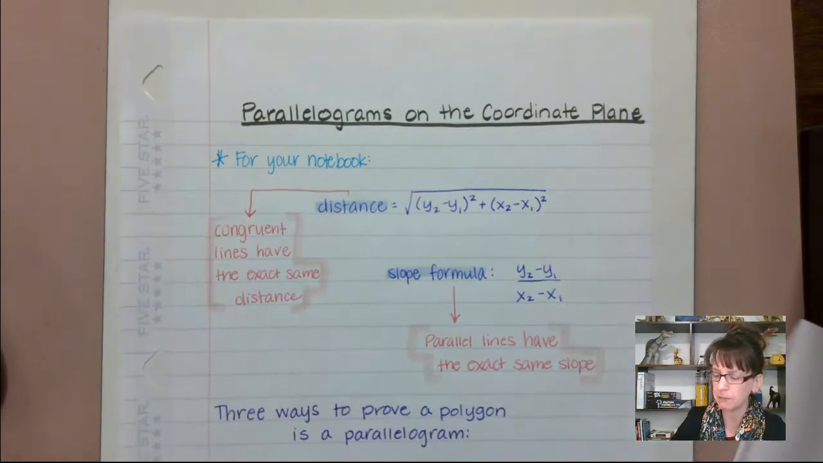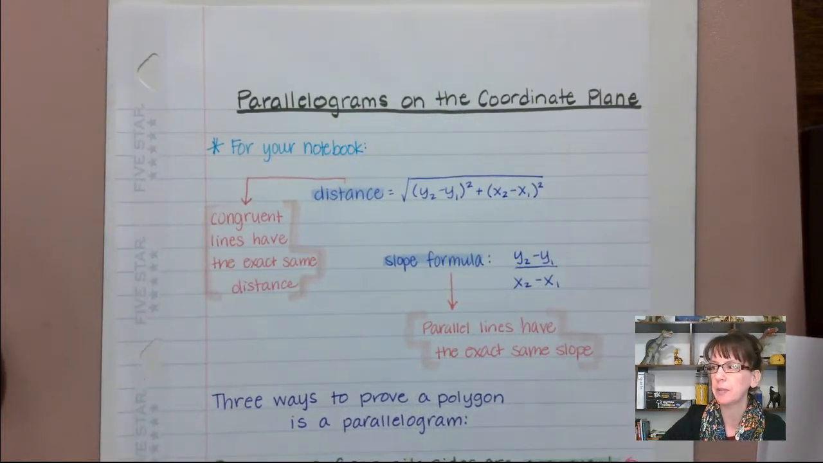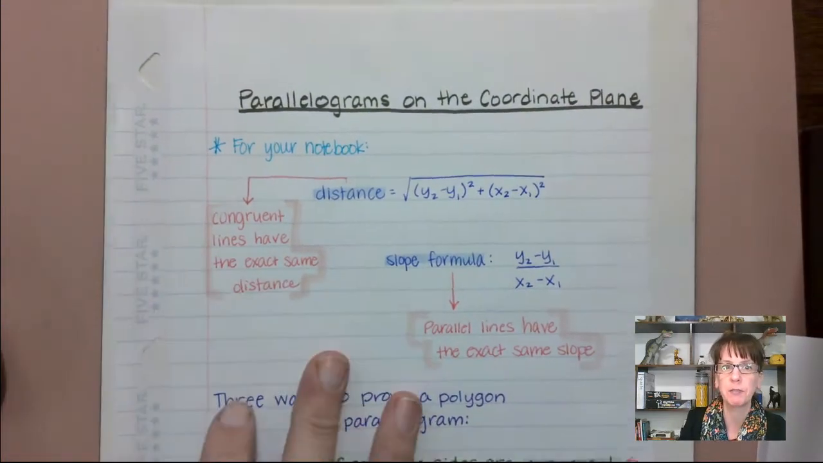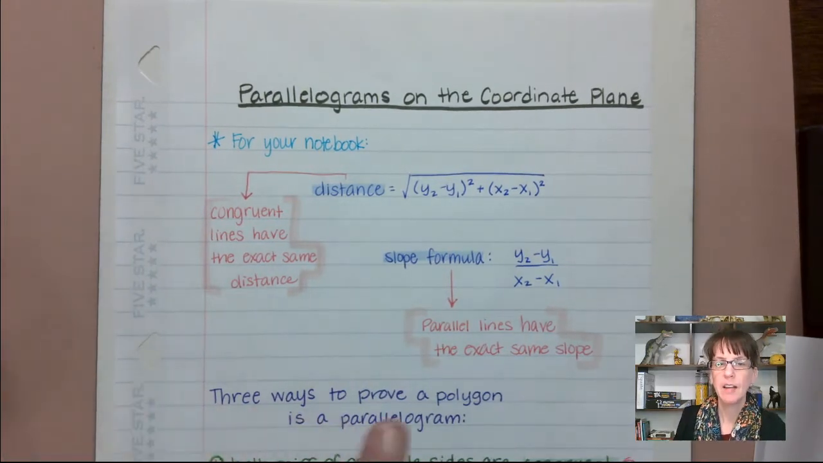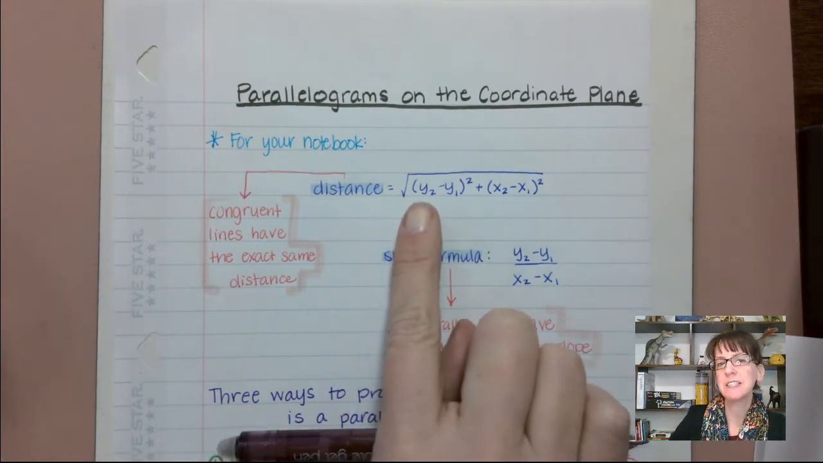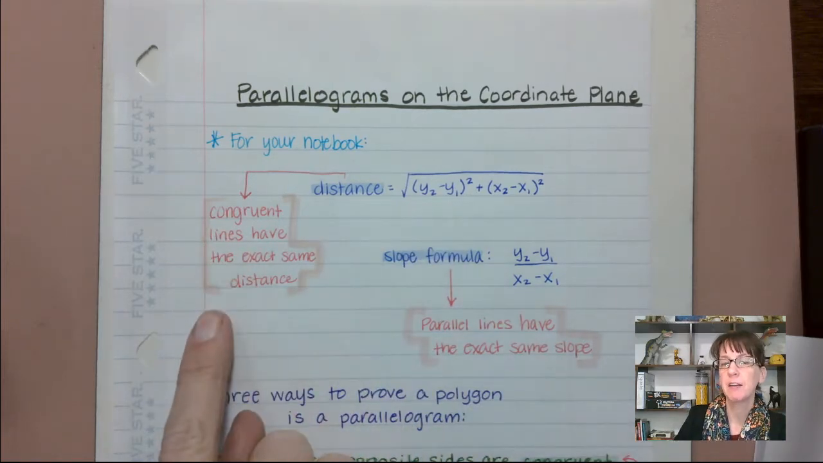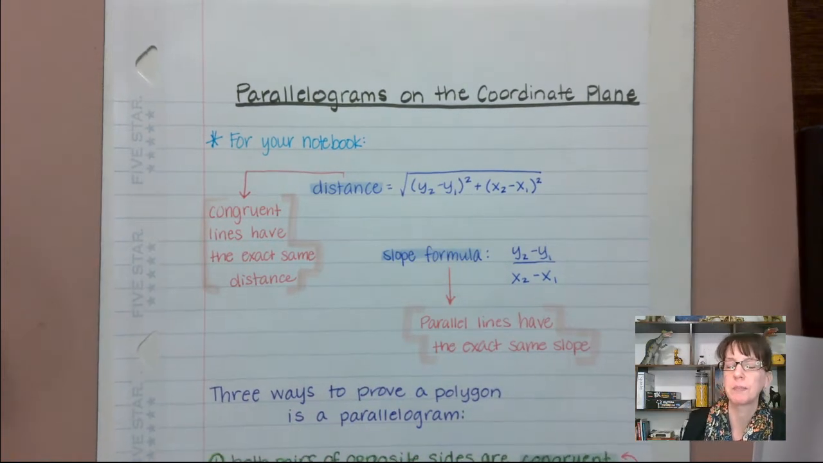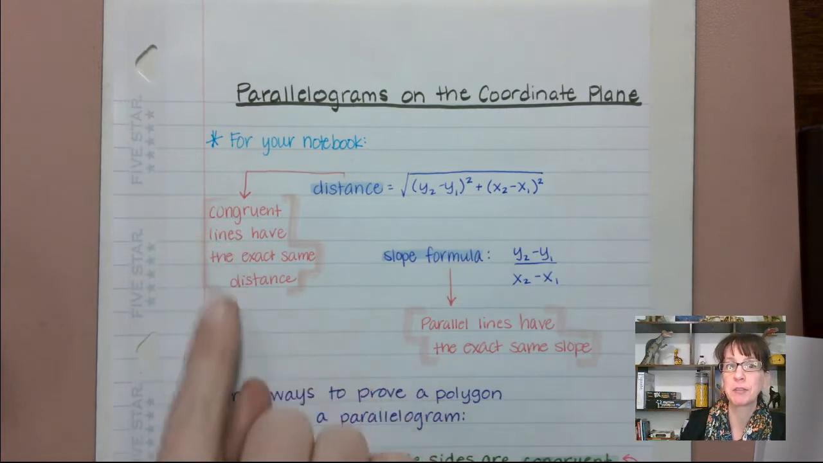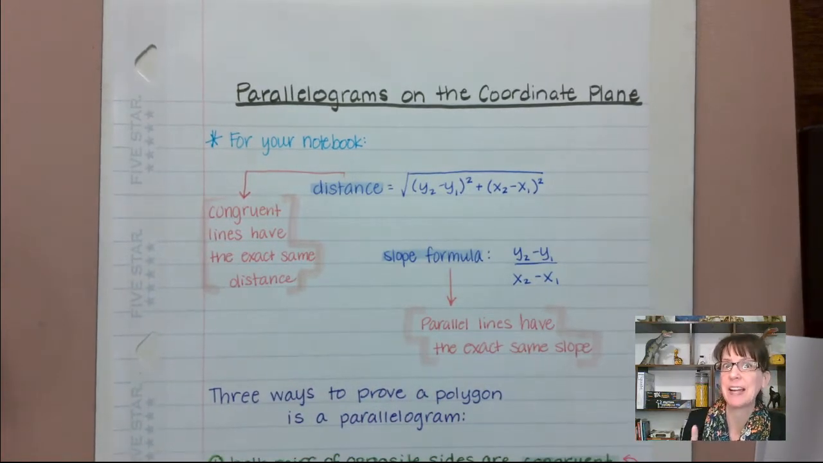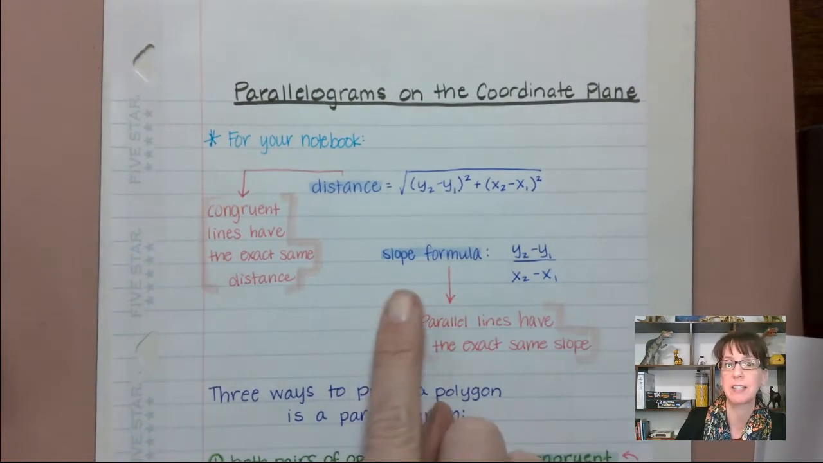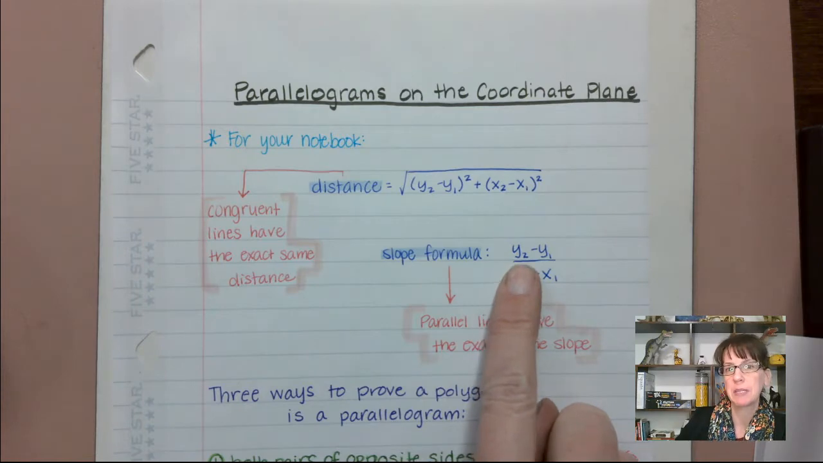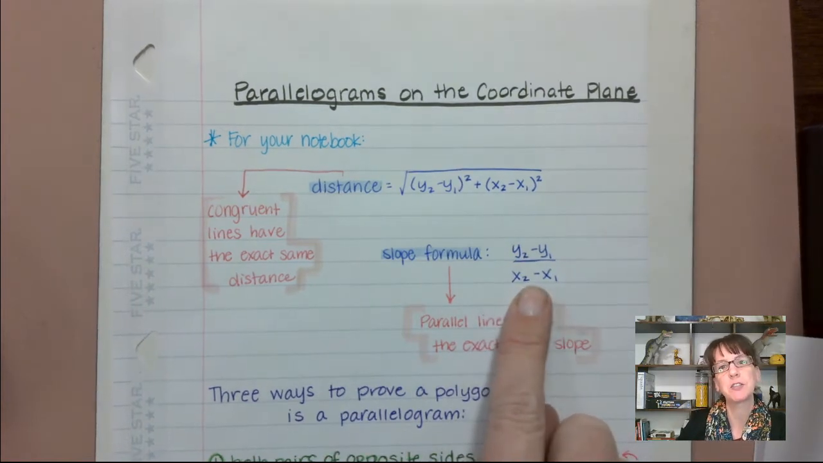Okay, so for your notebook, here are the things that you will need. For the first one, we have our distance formula. We use our distance formula to find the distance between 2 points on our coordinate plane. Now, you're going to want to remember congruent lines have the exact same distance, so that is why our distance formula is relevant. The other one that you want is our slope formula. And slope formula, remember, is y2 minus y1 over x2 minus x1.